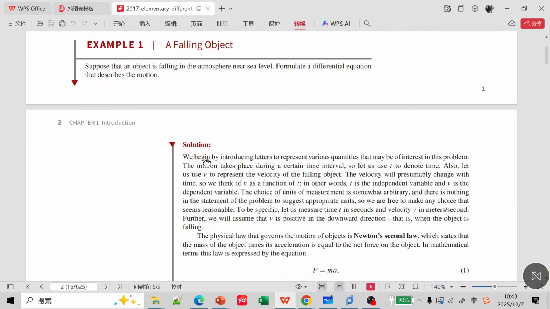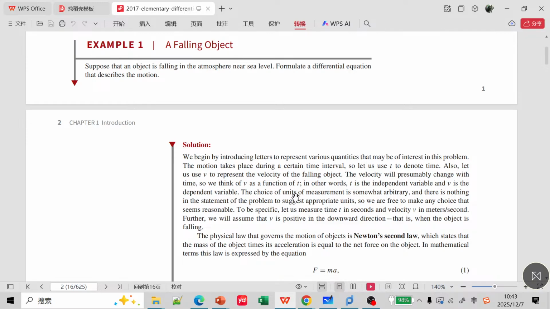Solution. We begin by introducing letters to represent various quantities that may be of interest in this problem. The motion takes place during a certain time interval, so let us use t to denote time. Also, let us use v to represent the velocity of the falling object. The velocity will presumably change with time, so we think of v as a function of t. In other words, t is the independent variable and v is the dependent variable.